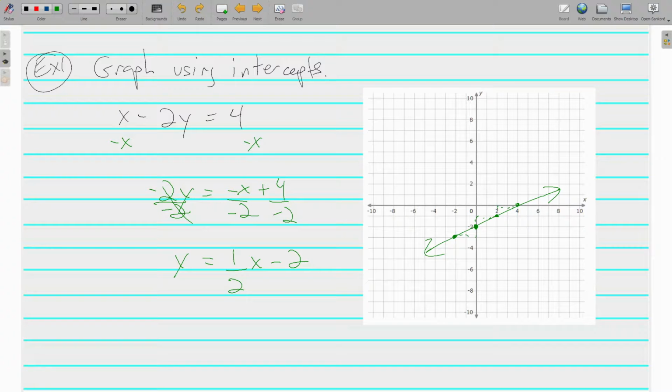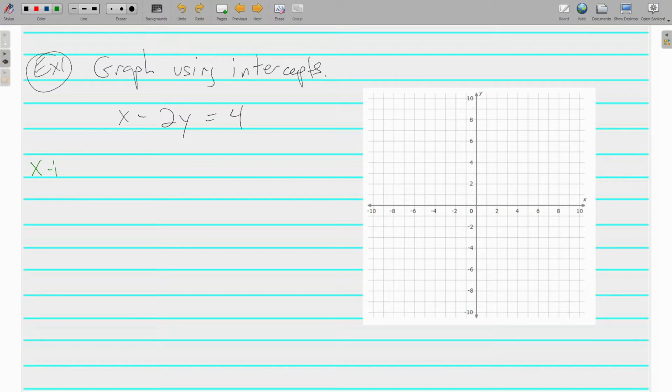I need to show you a different way. Remember where that line is? I'm going to erase it here. To graph using the intercepts, to find the x-intercept, or where the graph crosses the x-axis, you plug in 0 for y. So for the x-intercept, 0 for y, and then we solve. Negative 2 times 0 is 0, so the x-intercept is equal to 4. The line crosses the x-axis at 4.